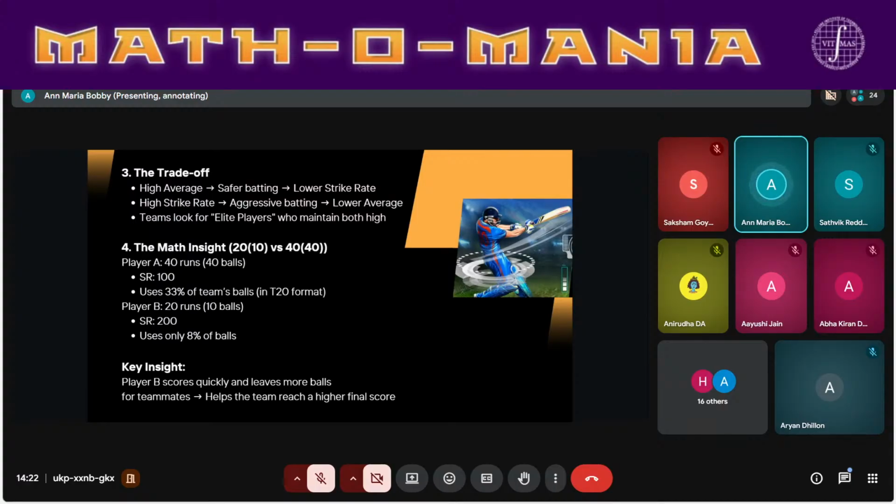So what can we understand? The math insight here is that player B scores quickly and leaves more balls for the teammates, the remaining batsmen. This helps the team reach a higher final score later on. Even though player A scores 40 runs, he uses 33 percent of the balls, but player B has a higher strike rate and only uses 8 percent of the balls. Player B is actually contributing much here because he leaves more balls for the teammates so that they can reach a higher final score later. They have more balls remaining.